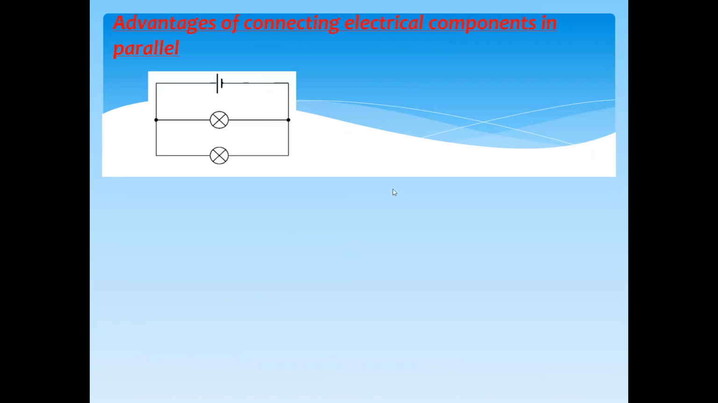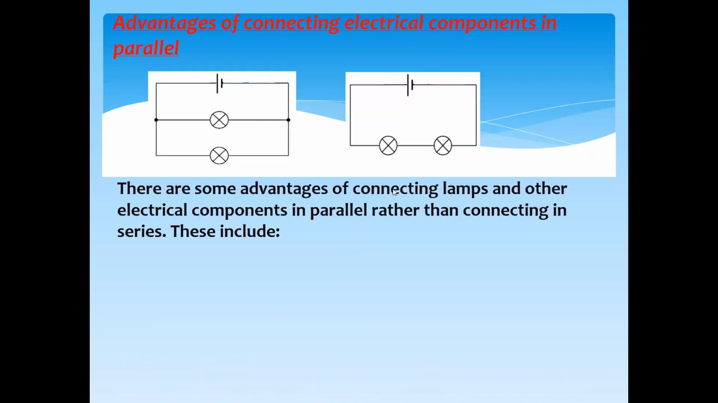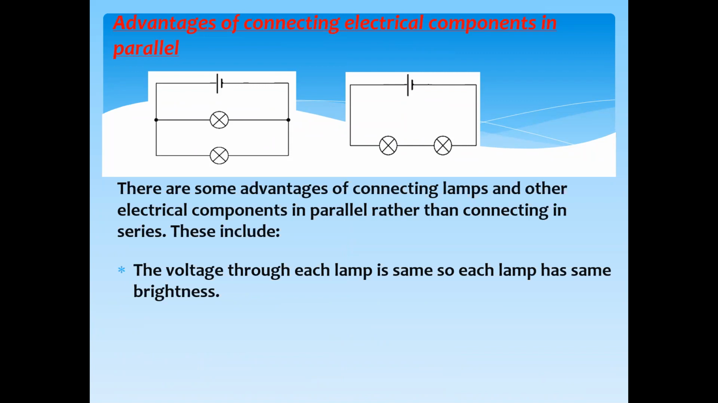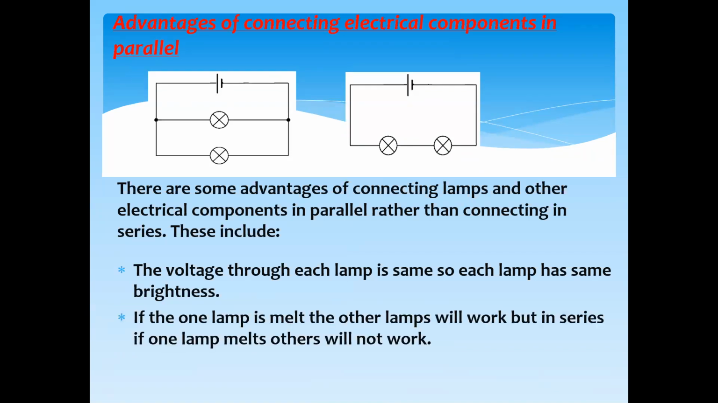The advantages of connecting components in parallel: they will receive the same voltage. For example, if two lamps are there, they will receive the same voltage, and if one of them is not working, the other will continue to work, so they work independently. If one of them is faulty, the other will continue to work.